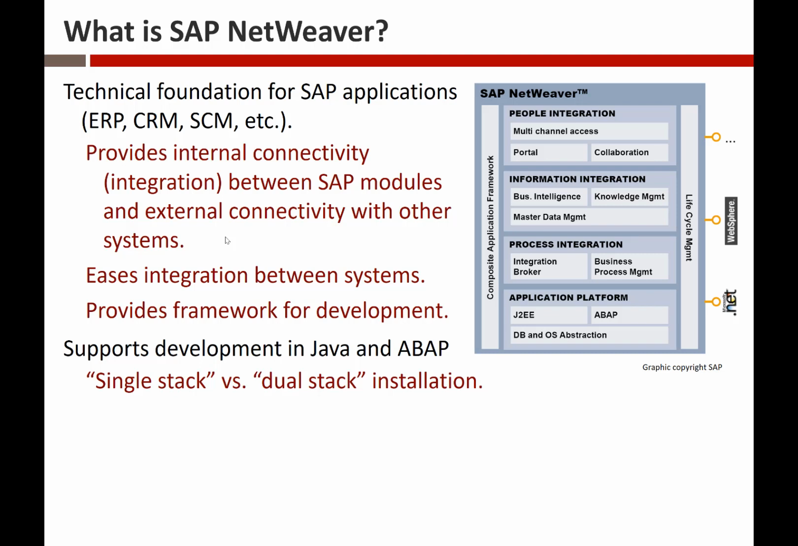American companies said to SAP, we would like to buy your product, but we have an abundance of Java developers, and we have nobody that knows ABAP. Can you help us out? And so SAP created this idea of the dual stack installation. Now, as to the issue of advantage, if they're being candid with you, SAP will tell you the only reason we added Java was because of customer demand.